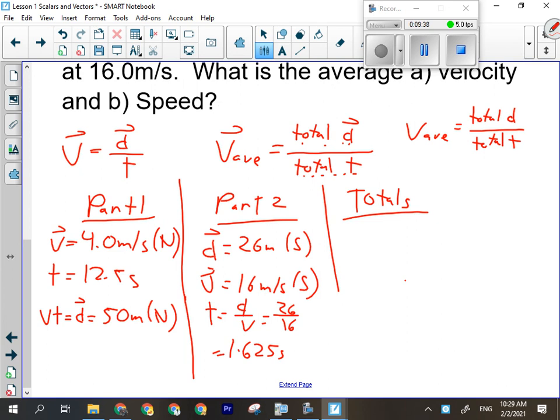All right, well now I can calculate my total displacement. I've got 50 meters north and 26 meters south. Okay, what's my overall displacement? 24 meters north.